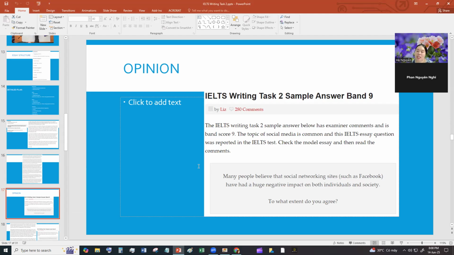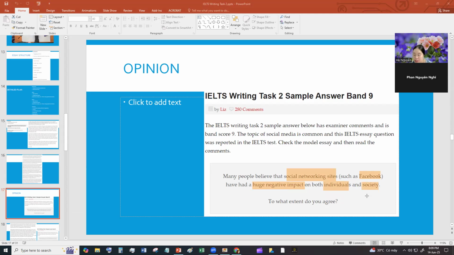Thank you very much. So now, what I meant by analyzing clearly. First off, look at the keywords. So, many people believe social networking sites. All right, so this is a keyword. So the topic is about social media and particularly social networking sites, and you can have Facebook as an example. Then, have had a huge negative impact on both individuals and society. So that's what the statement is saying.